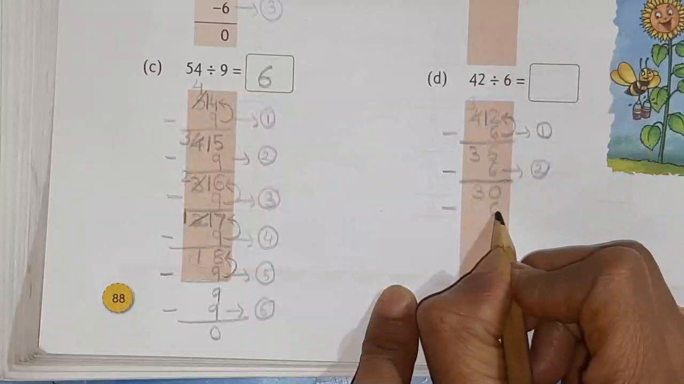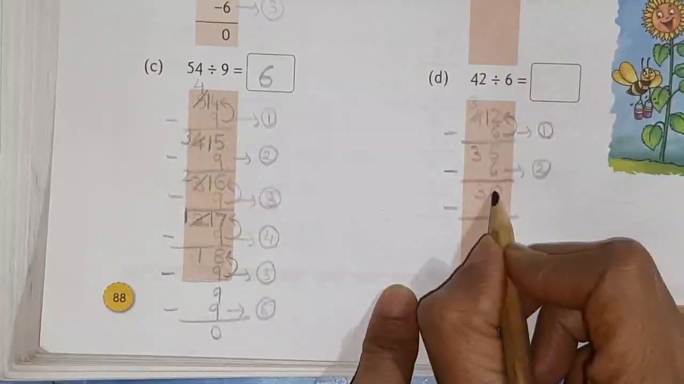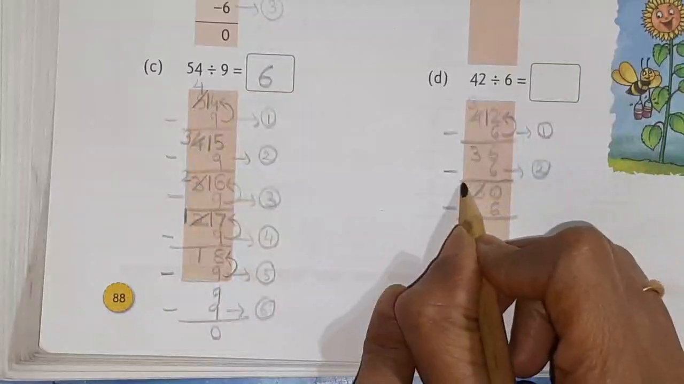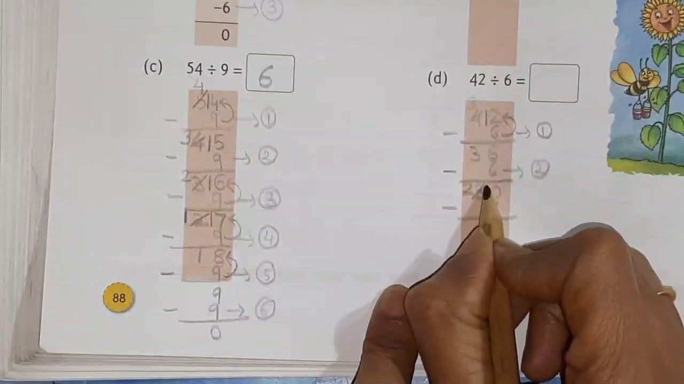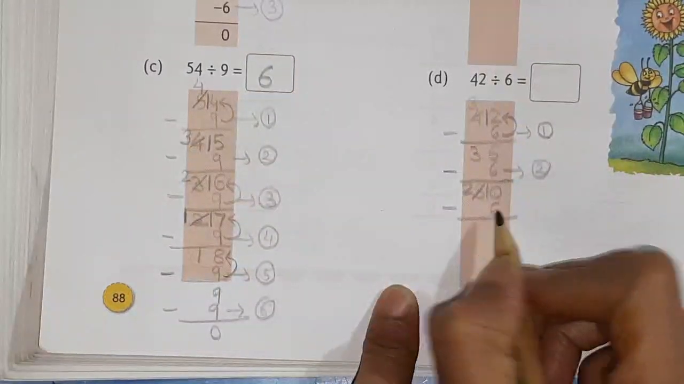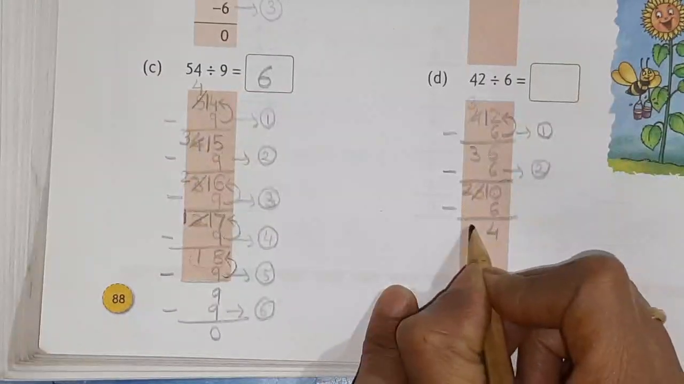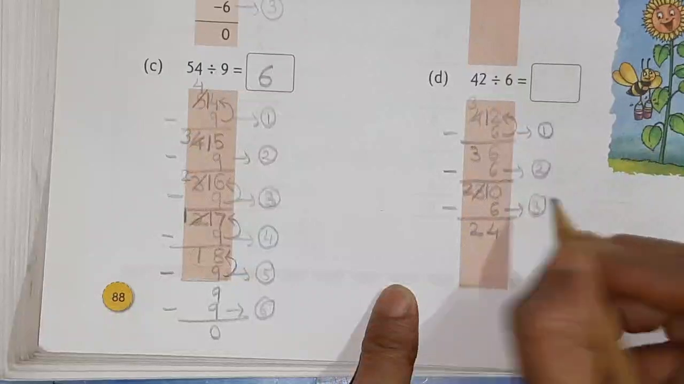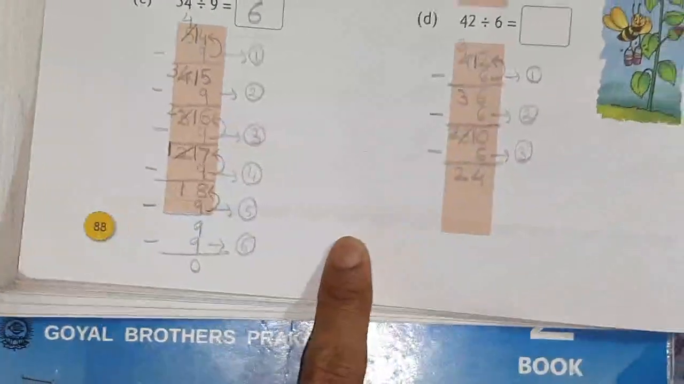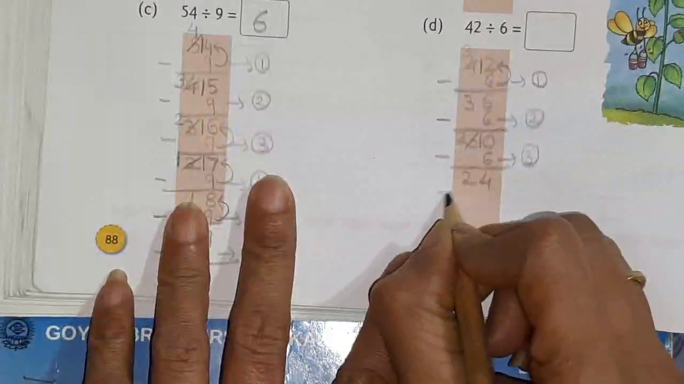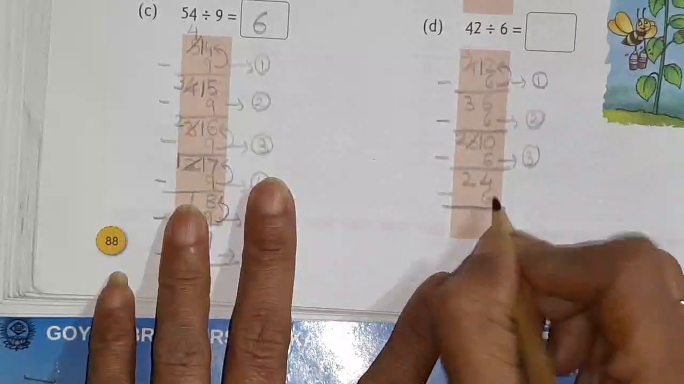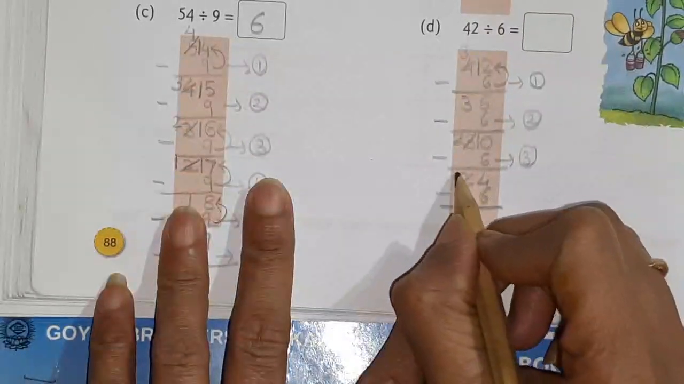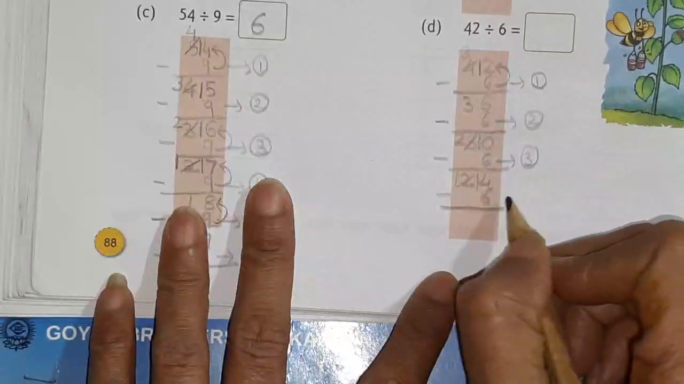Again cut 6. 0 minus 6, it is not possible. Borrow from 3. Here it becomes 10. 10 minus 6, 4. Here comes 2. This is our third time. Now next one. Cut 6. 4 fingers open. Cut 6. Not possible. Borrow from 2.